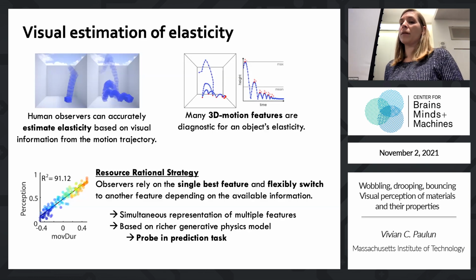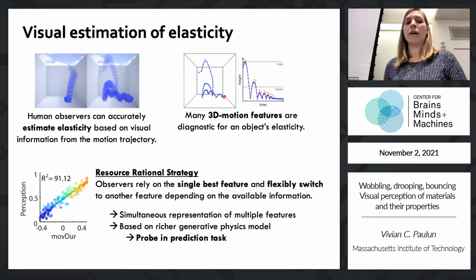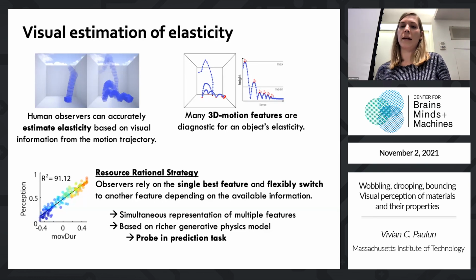And in order to probe this idea that observers still have sort of an underlying richer physics model, we need to use a different task that cannot be solved with heuristics like this one. And this is what we did in the last experiment that I want to talk to you about today, in which we asked participants to make predictions about the future state of the object.